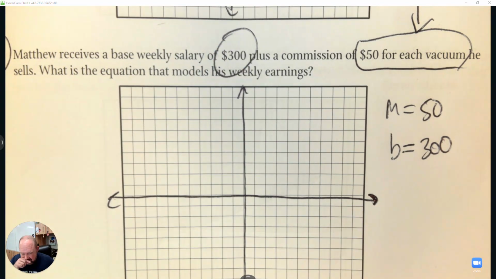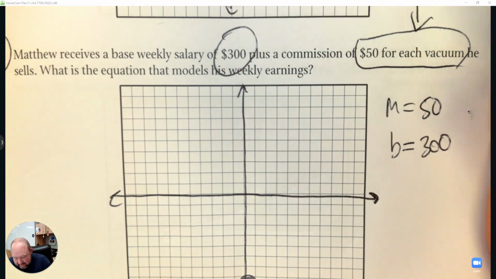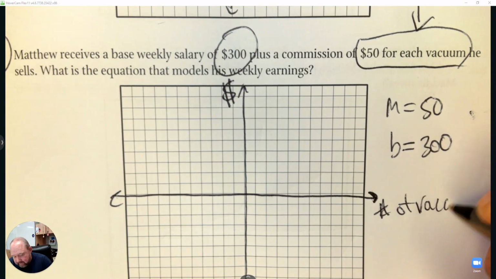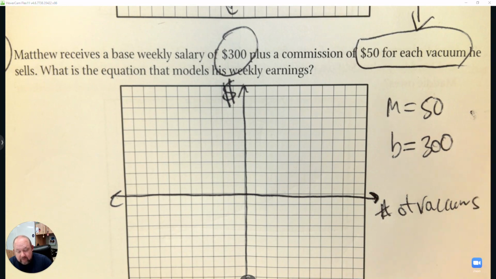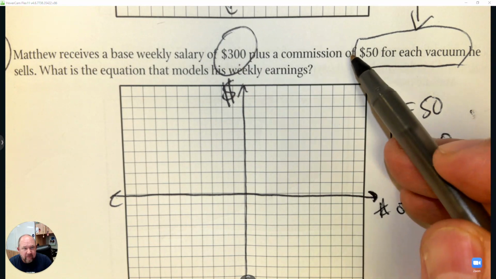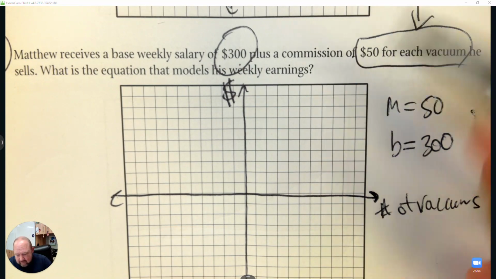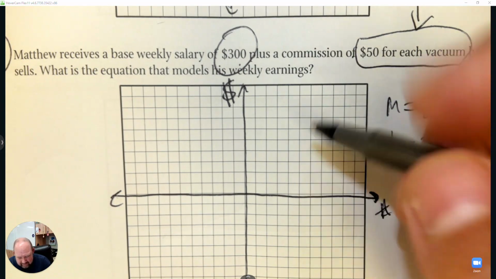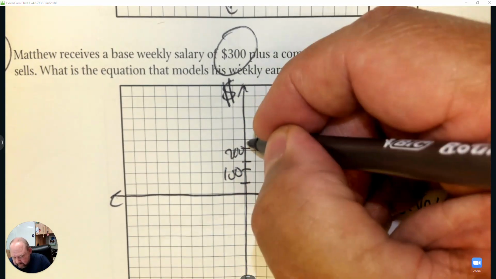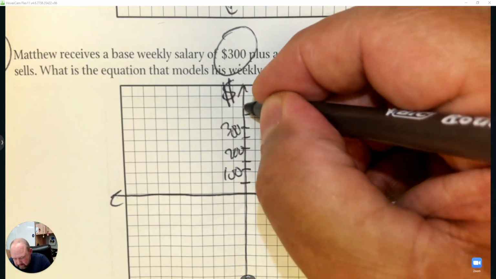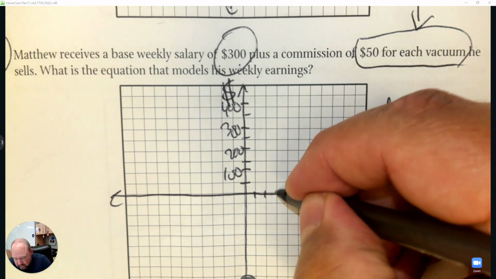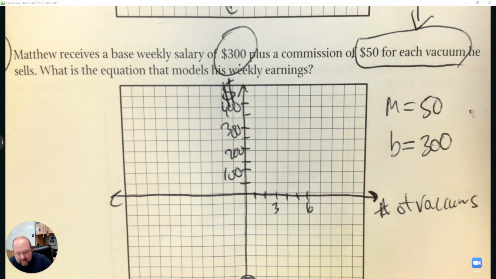So I drew the axes. This axis is going to represent the money, and the next axis is going to be the number of vacuum cleaners or vacuums. So this representing money, what would make sense? I have $300 and $50 each. So I think I'm going to start with, let's do 50. So 50, that's 100, that's 200, 300, 400, that's enough. And this is just going to be 1, 2, 3, 4, 5. This is how many vacuum cleaners he sold.